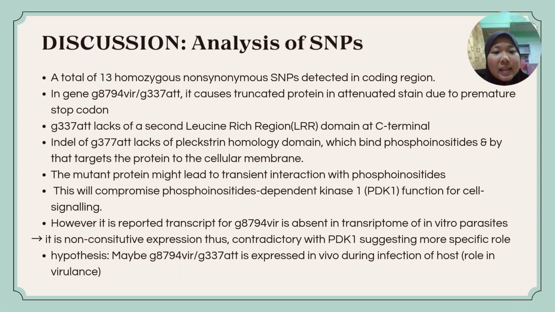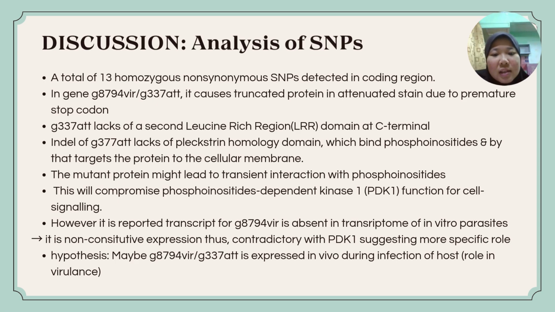Moving on to the analysis of the SNPs. A total of 30 homozygous non-synonymous SNPs have been detected in the coding region. Among them is the gene G8794/G37, which results in a truncated protein in the attenuated strain due to a premature stop codon. G37 lacks a second leucine-rich region domain at the C-terminal, which results in the lack of the pleckstrin homology domain, which binds to phosphoinositides and by that targets the protein to the cellular membrane.